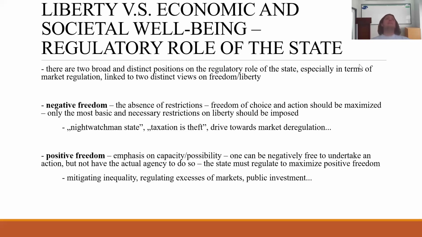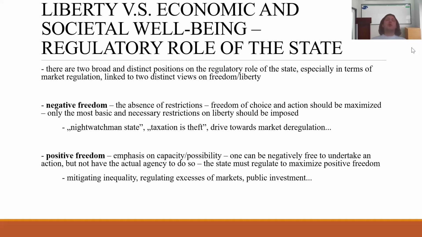But if I don't have the money to go to university, then I'm not positively free to do so because I don't have the capacity. So absence of restrictions is not sufficient. From this idea stems the conception that the state must regulate to maximize positive freedom, to maximize capacity, because the state is the one with the most resources and power to do so. So the state should do things like mitigate inequality. If, for example, the reason why I cannot go to university is that I am poor, and if the reason why I am poor is because I'm from a minority background, then maybe the state should implement affirmative action. Maybe the state should provide welfare payments to people from those communities, etc.